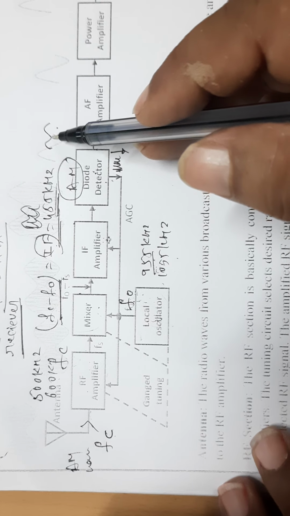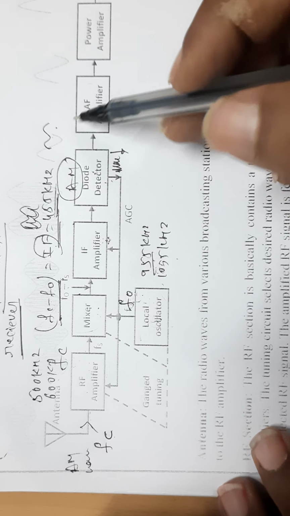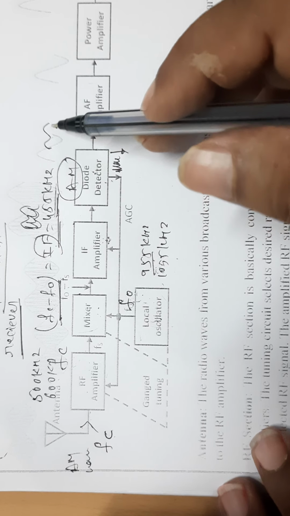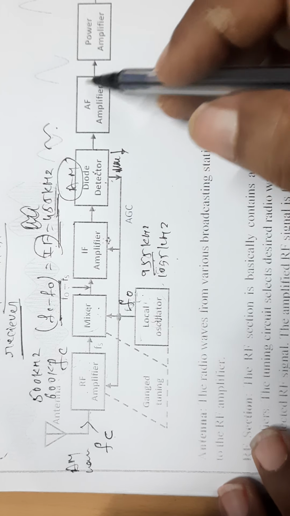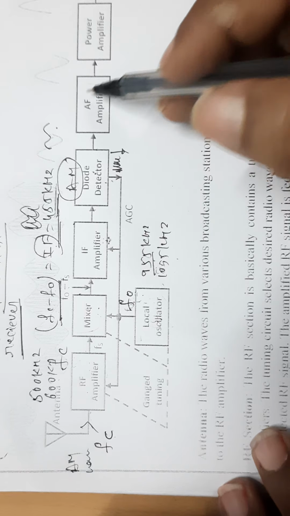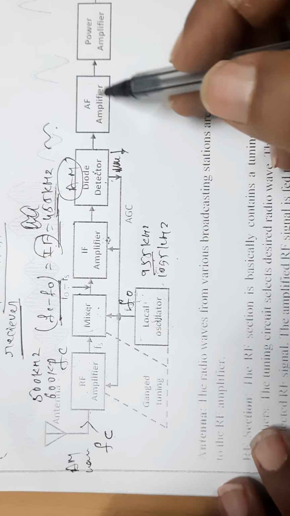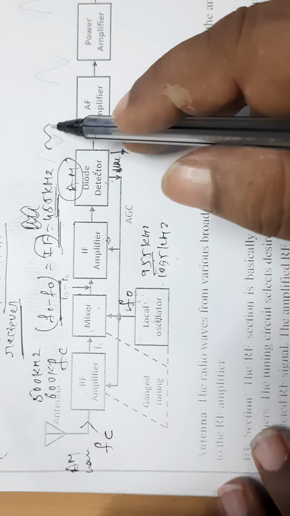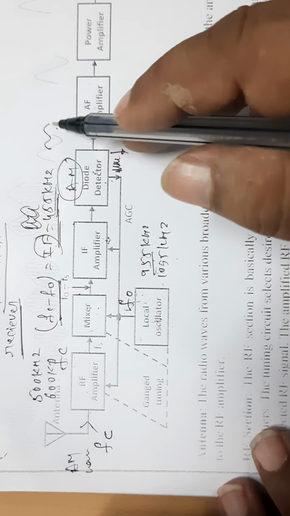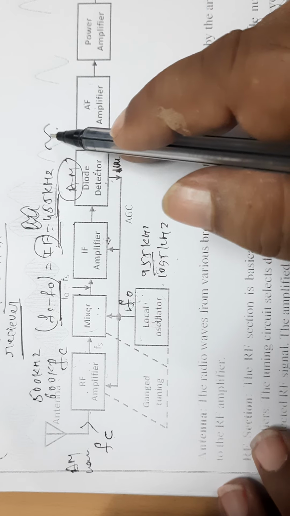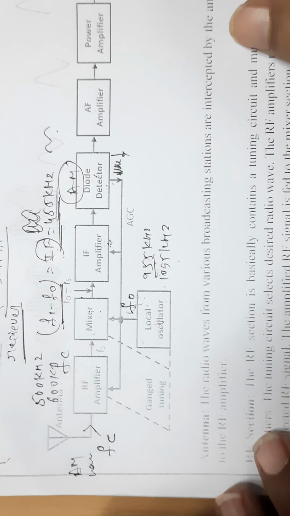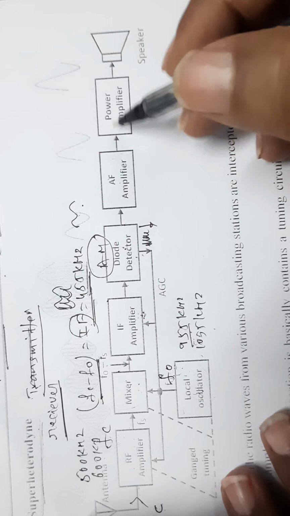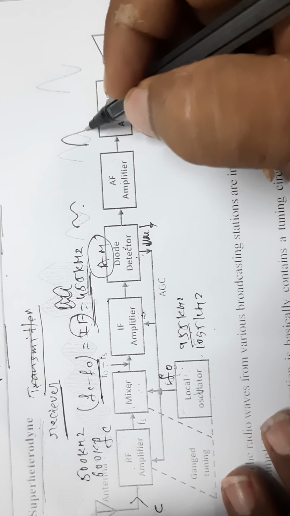This low message signal is amplified because this is now low frequency, it is audible frequency. Therefore, it is amplified by an amplifier known as audio frequency amplifier. This audio frequency amplifier is a voltage amplifier. Now we have to increase the power of this voltage. Therefore, you need a power amplifier. This power amplifier will raise the power of this message signal.